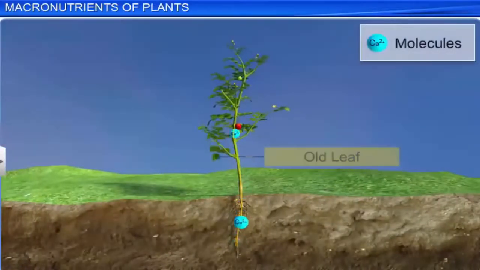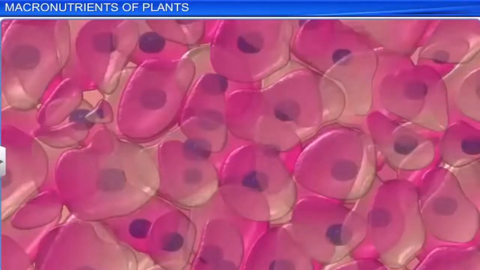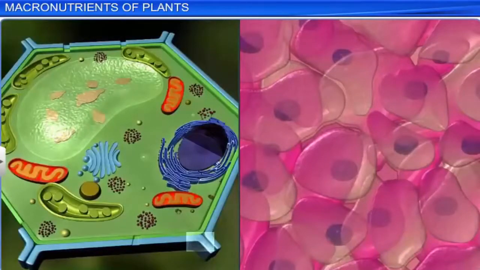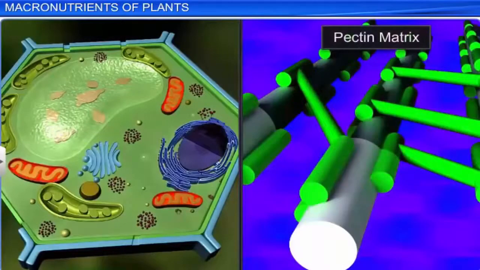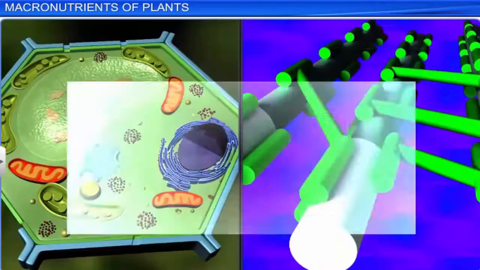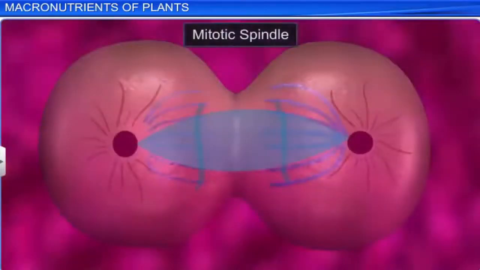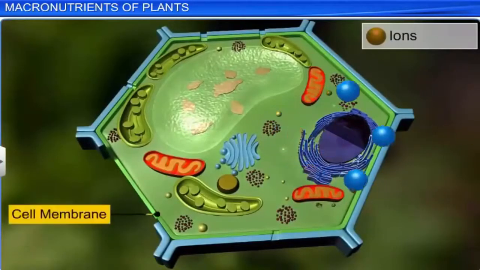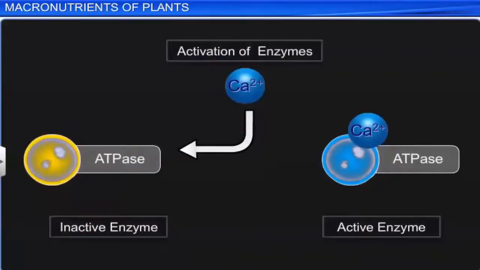It accumulates in older leaves. Calcium plays an important role in cell division. It synthesizes pectin in the middle lamella of the cell wall and helps in the formation of the mitotic spindle. It is involved in selective permeability of cell membranes. It activates certain enzymes like ATPase.